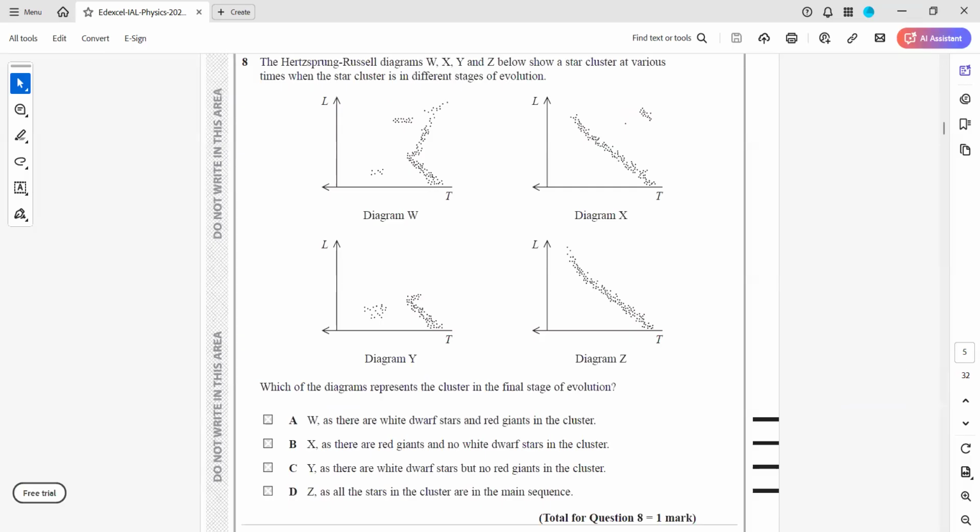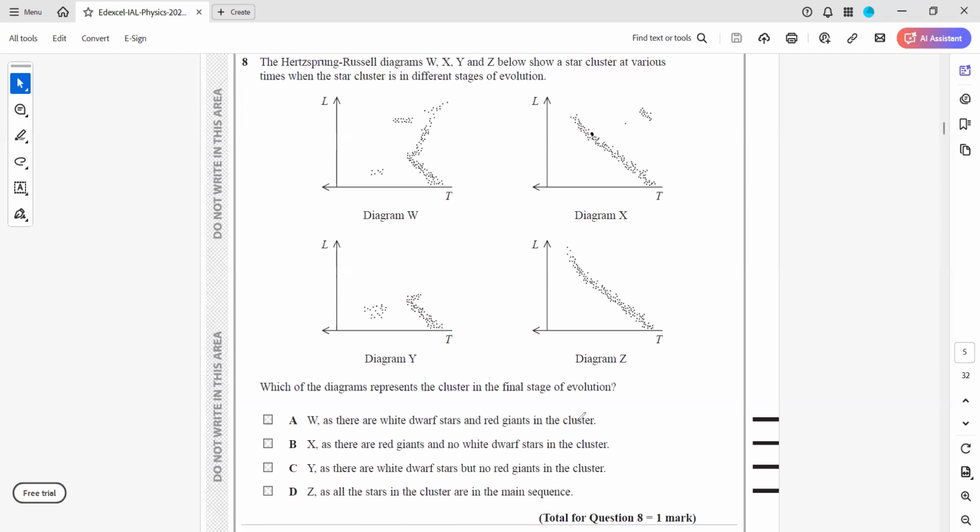In the final stage, we will not have any red giants. Because in the final stage of the various stages of star evolution, we will have white dwarfs in the Hertzsprung-Russell diagram. It's for low mass stars; high mass stars we don't find, because you cannot plot a black hole here. So this is the case. W has white dwarfs, stars, and a red giant in a cluster.